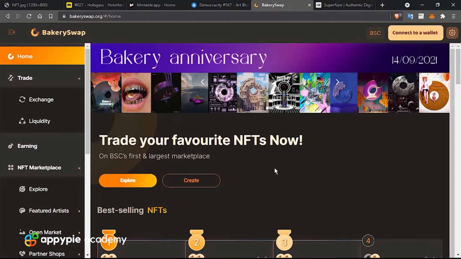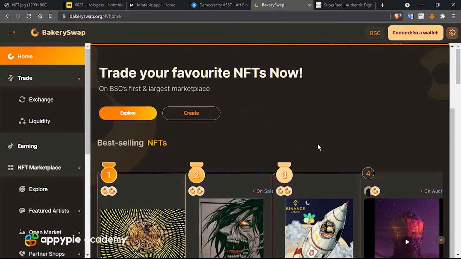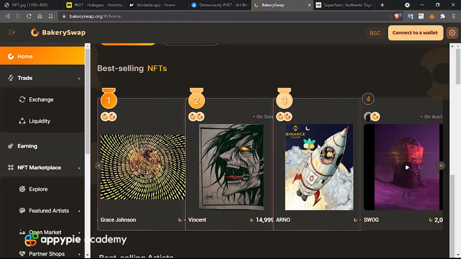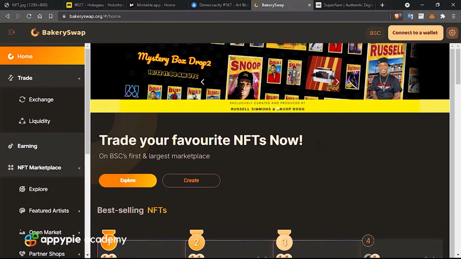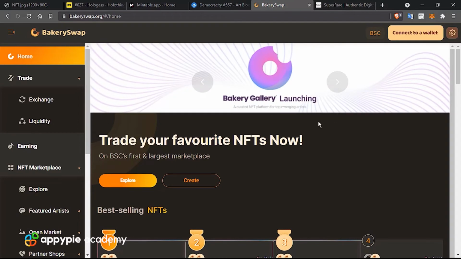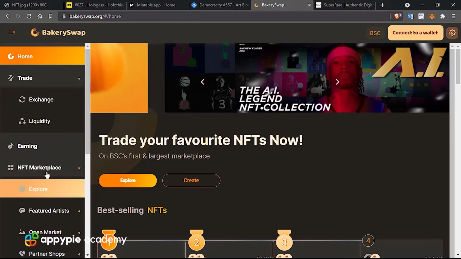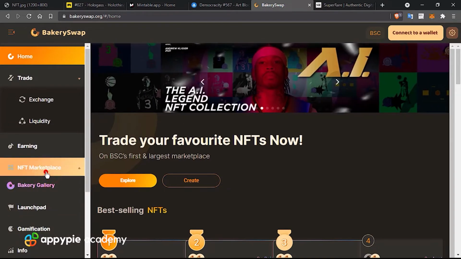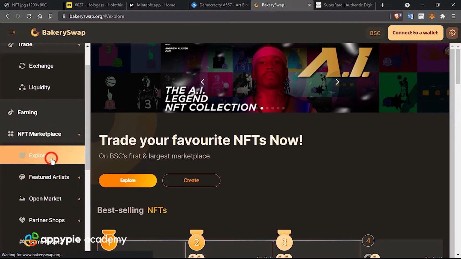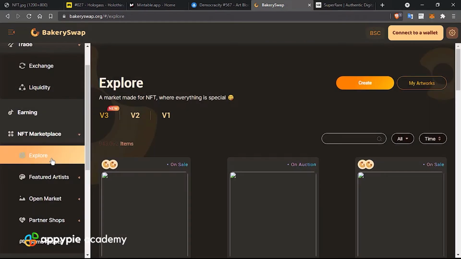The next we have is BakerySwap. BakerySwap is an interesting site because it does not use any other cryptocurrency, but it has its own cryptocurrency called Bakery token, and you can utilize Binance or Coinbase or any other platform to load Bakery token into your MetaMask. So you can go to the NFT marketplace and you can explore here as well.